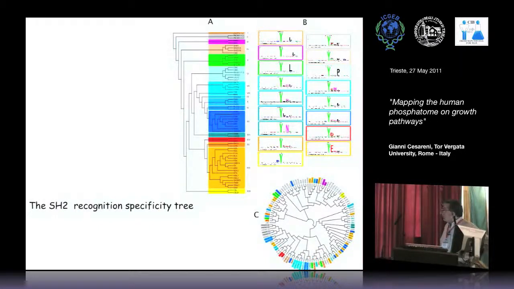Incidentally, this is a specificity tree. This is an evolutionary tree based on sequence homology. And then we have mapped on the SH2 domains the color corresponding to recognition specificity. And you may notice that recognition specificity does not match sequence homology. So the colors are spread everywhere. So sequence homology, in a broad sense, is not a predictor of recognition specificity of SH2 domains.